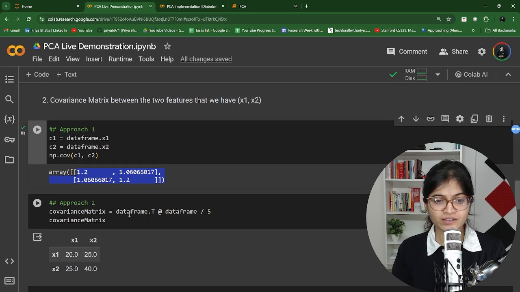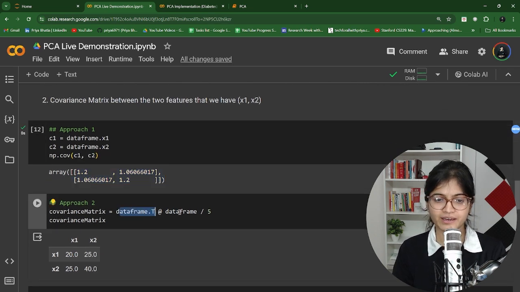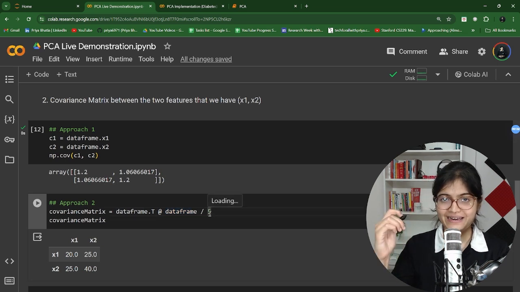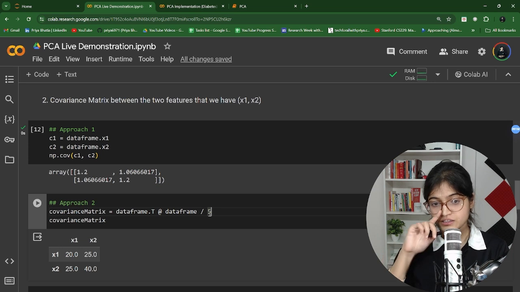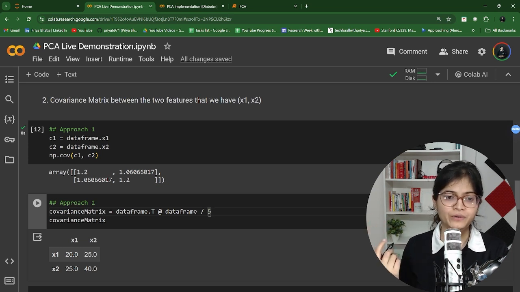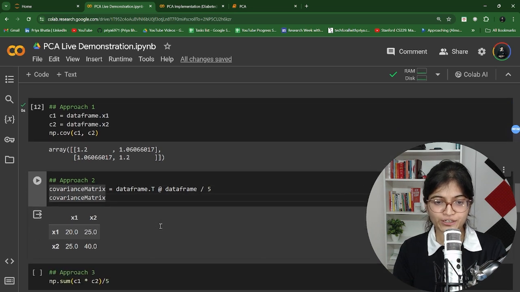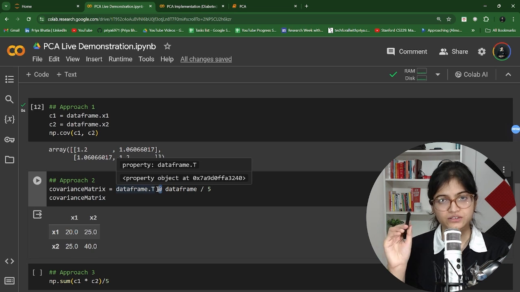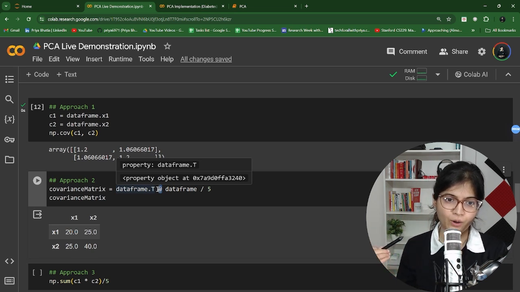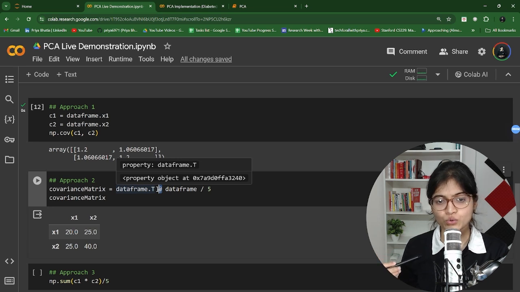Another way is to take the transpose of a given matrix, multiply it with the matrix itself, and divide by the value of n minus 1. N indicates the number of data points that you have. This is another formula via which you can evaluate the covariance matrix. So what you can do is data frame transpose. This @ symbol simply indicates matrix multiplication. In NumPy or Python implementation, when we want to do matrix multiplication, we usually represent it by the @ symbol, divided by n minus 1.